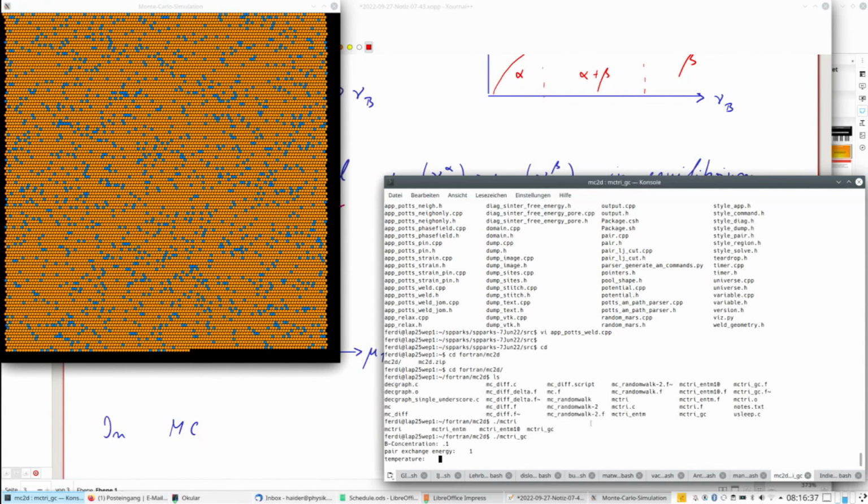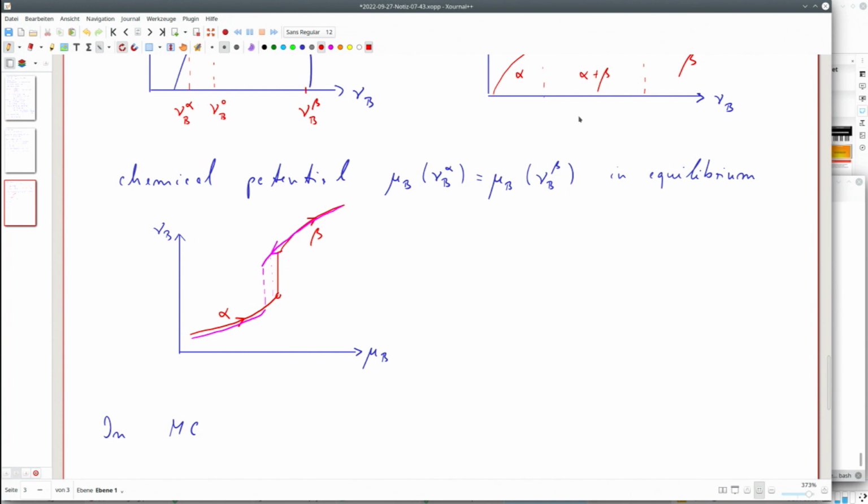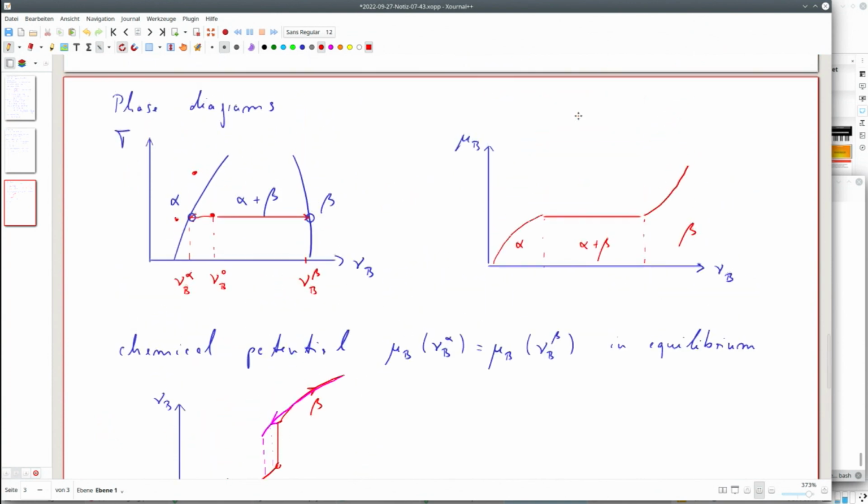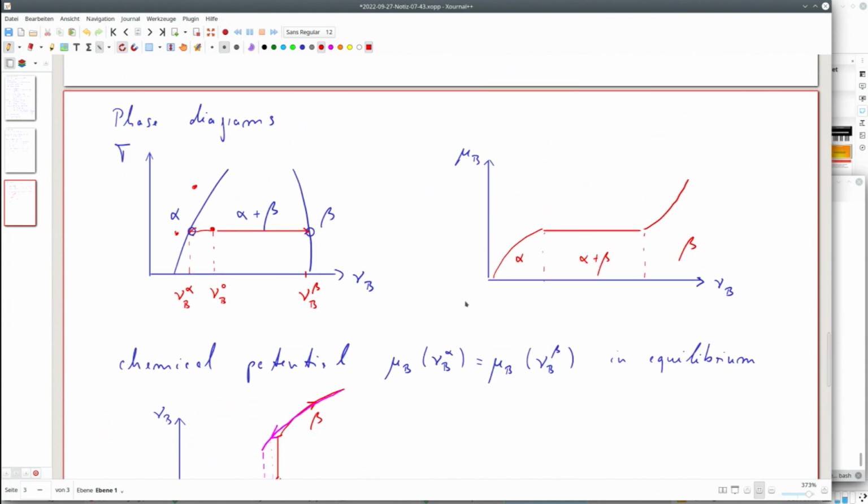I did not say this, but of course this calculation here is for a given temperature. So you do this here for a given temperature, or this one here for a given temperature, and then you have to do it for other temperatures as well.